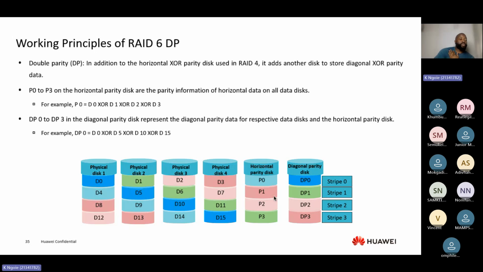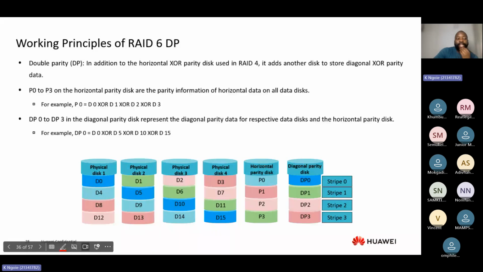Okay. And then in the diagonal parity, we have DP0 and DP3 here, which will represent the diagonal parity data information. Okay. So now in this case, we have this disk and this disk, so we have ways of extending to these four here. We extend them to RAID 6. That's why we call it RAID 6 double parity. So in this case, we have two backups. Think of it as two backups instead of having one.